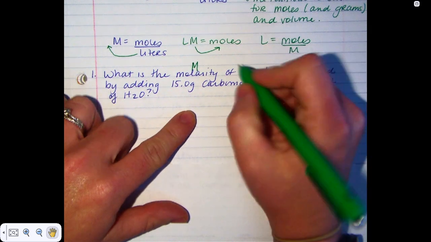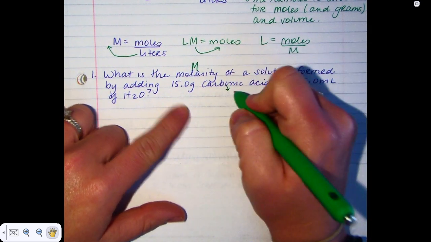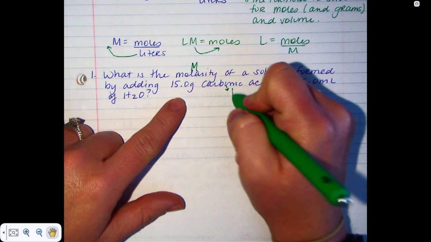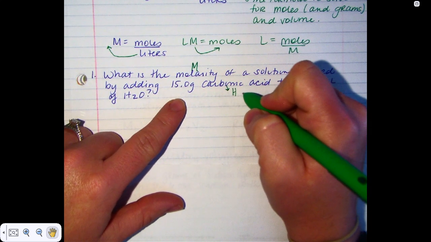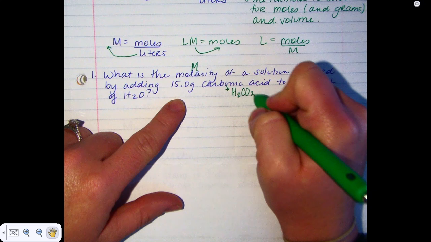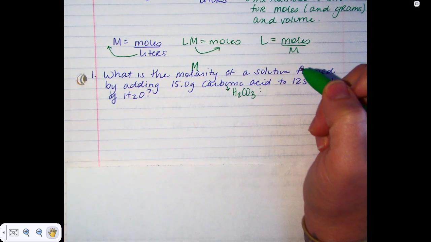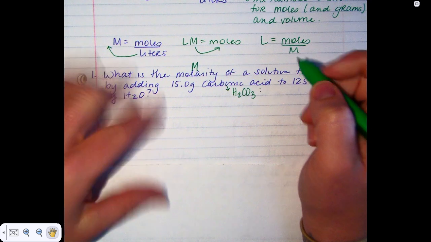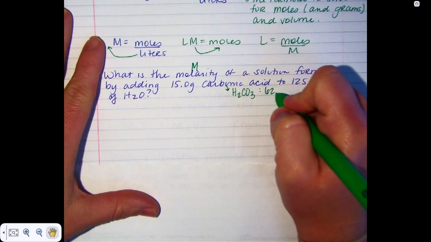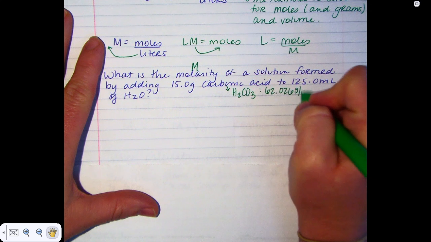I've got carbonic acid. So to get the molar mass in order to solve for moles, I need the formula for carbonic acid. So H2CO3, and then calculate the molar mass of that. So 2 hydrogens, 3 oxygens, and 1 carbon. My molar mass is 62.026 grams per mole.